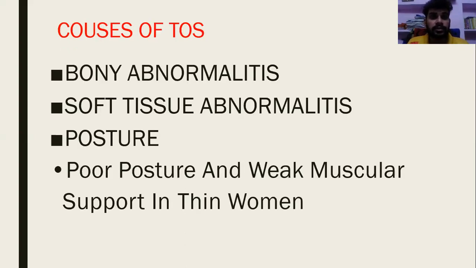Now we discuss the causes of TOS. Generally, we know about neurovascular bundles. The causes of TOS that affect neurovascular bundles include bony abnormalities, soft tissue abnormalities, and posture. Posture means poor posture and weak muscular support in thin women. It is generally seen in thin women because their posture is not perfect and their muscles are very weak due to their body composition.